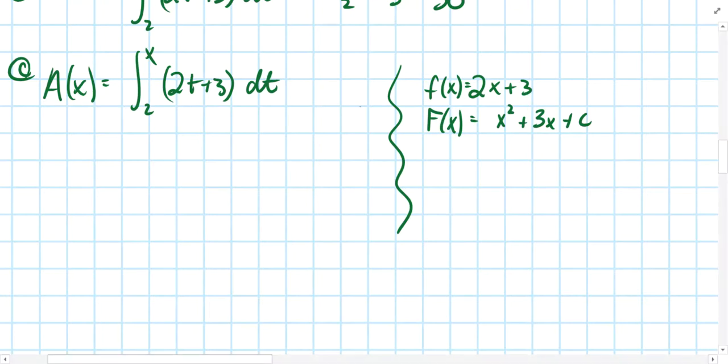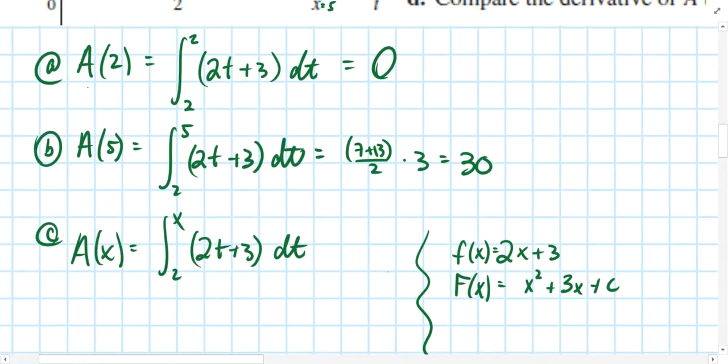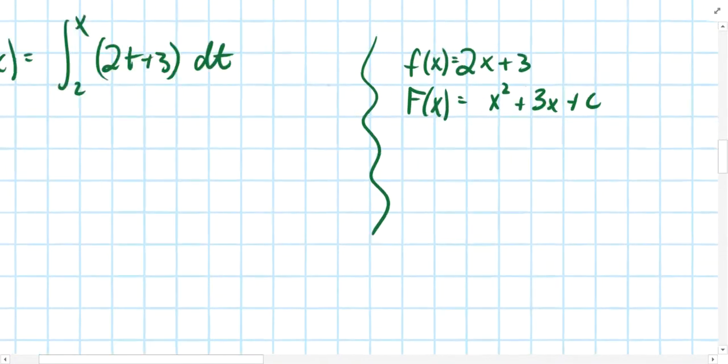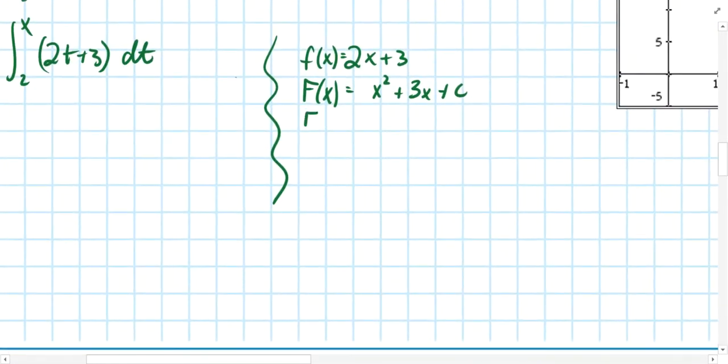Now, in order to find c, we just need one initial value, and we ended up having two of them in this case. I'm going to use this first one, though. We knew that the area at 2 ended up being 0. So I'm going to say this, that the antiderivative at 2, so that would be 2 squared plus 3 times 2 plus c. Well, this area ended up being 0. So 0 is equal to 4 plus 6 plus c. Therefore, c by itself, after we subtract 4 and 6 from both sides, must be negative 10.